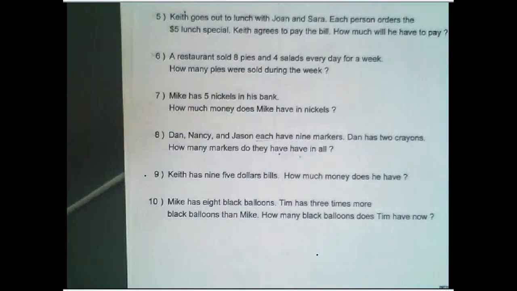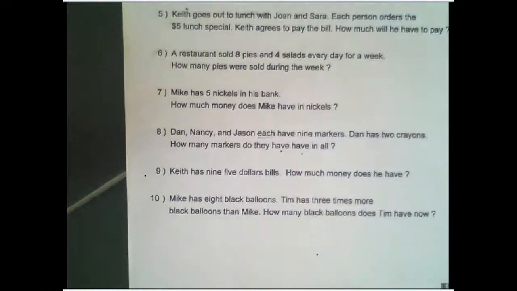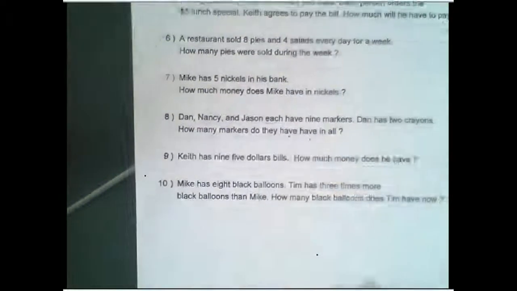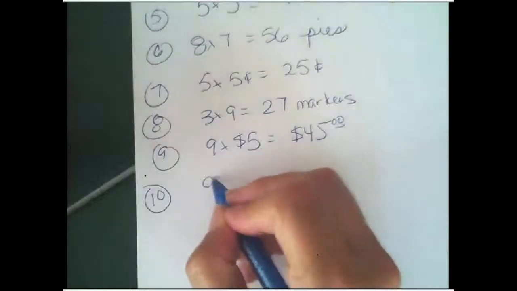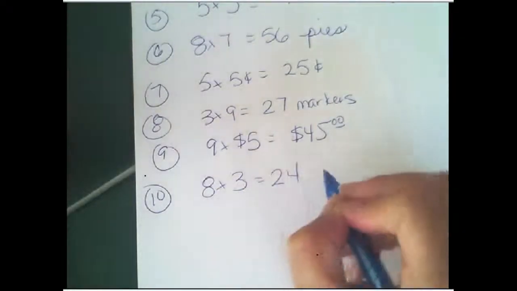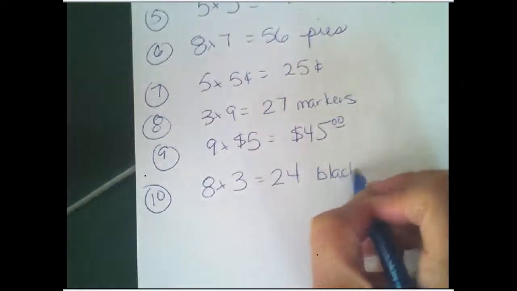And last but not least, problem 10. Mike has 8 black balloons. Tim has 3 times more black balloons than Mike. How many black balloons does Tim have now? So Mike has 8. Tim has 3 times more. When you see 3 times more in a word problem, you know you are multiplying. So Mike had 8. Tim has 3 times 8, or 24 black balloons.